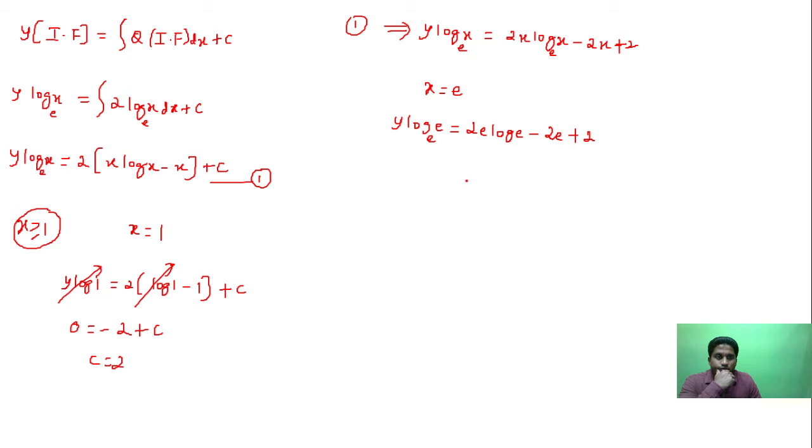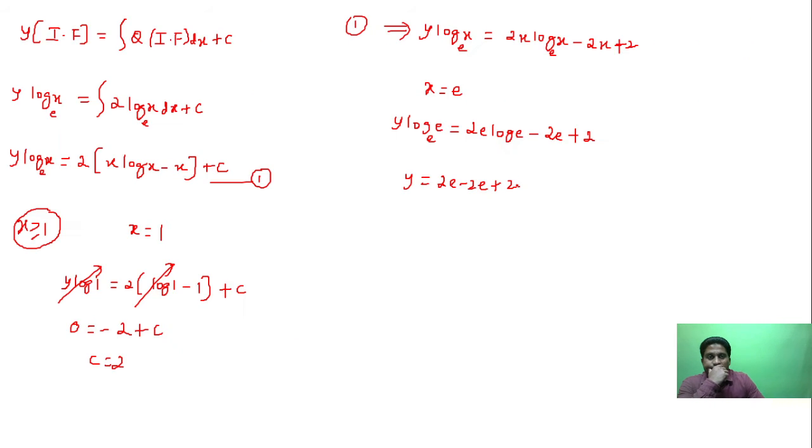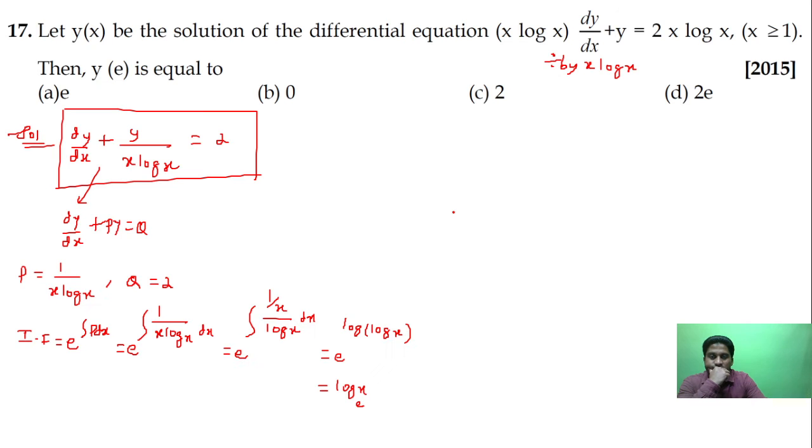Now log e is equal to 1. So you get y is equal to 2e minus 2e plus 2. Okay, so this will cancel. So the value of y is equal to 2. Right, that's C. That's right, guys. Answer is option C. Okay, let's move to the next question.